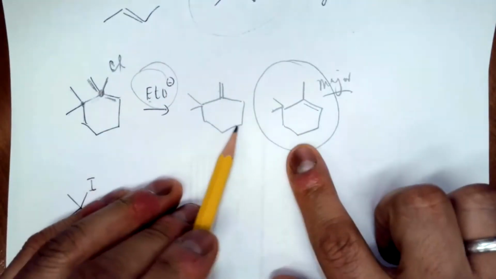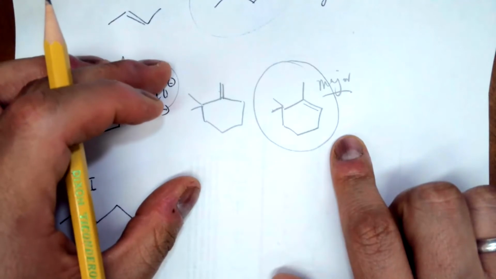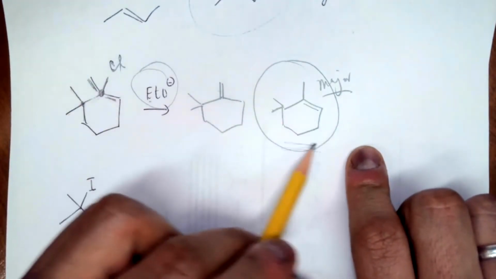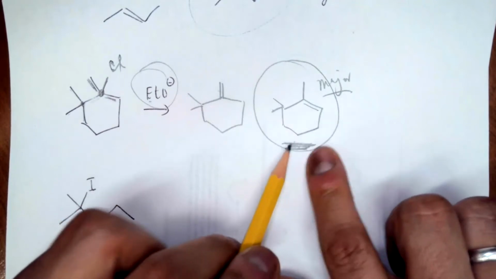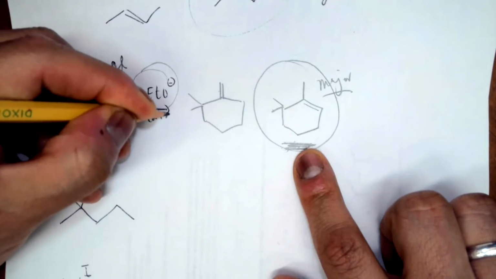Do I have to draw both? No, you only have to draw the major product. Don't draw the minor product. I'm just doing this too just for our analysis. But really the product that should be displayed is this one. That's your major product only. It's ethoxide. Ethoxide is a Zaitsev base.